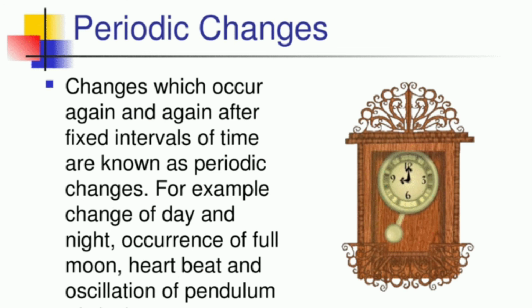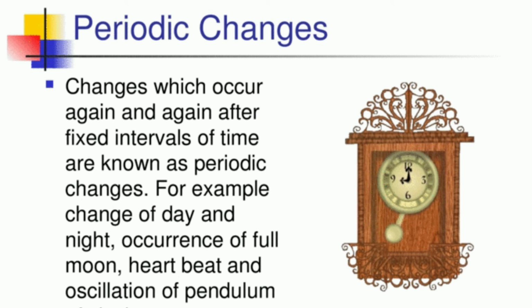For example, the change of day and night. We all know 12 hours it will be daytime and 12 hours it will be almost night time, right? So once the sunset happens, the moon will come, and the night will start. Once the night goes, again the sun will come. So this is a continuous, repeating process.